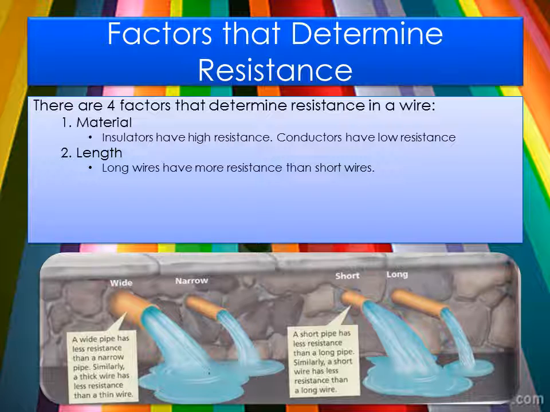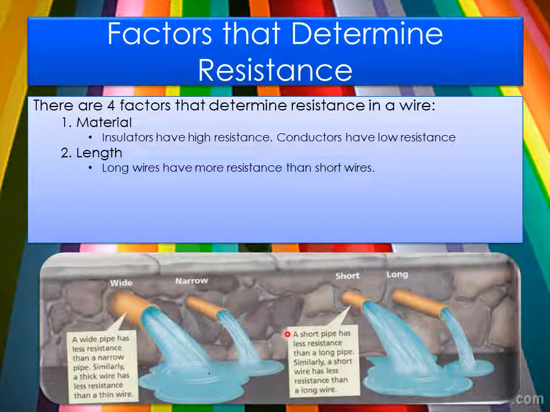All right, also the length of a wire. A long wire is going to have more resistance than a short wire. You can look at the diagrams here. The diagram of the long wire, of course, is going to provide more resistance than the short wire. So it's harder to flow through a longer wire than it is a shorter wire.